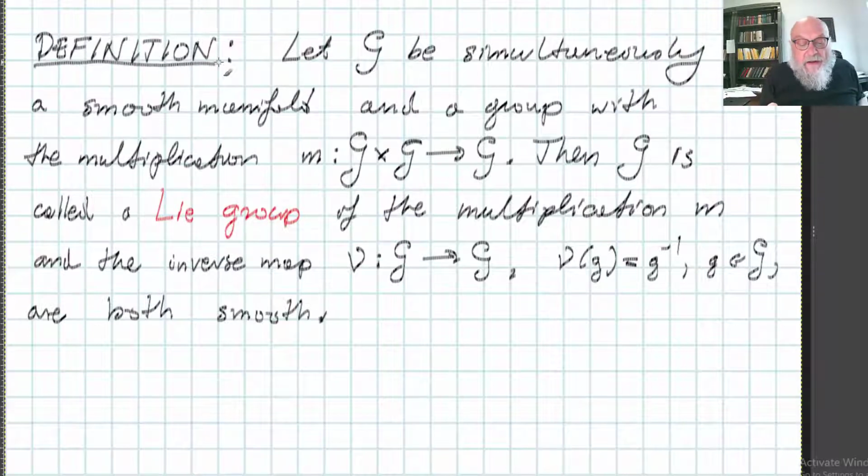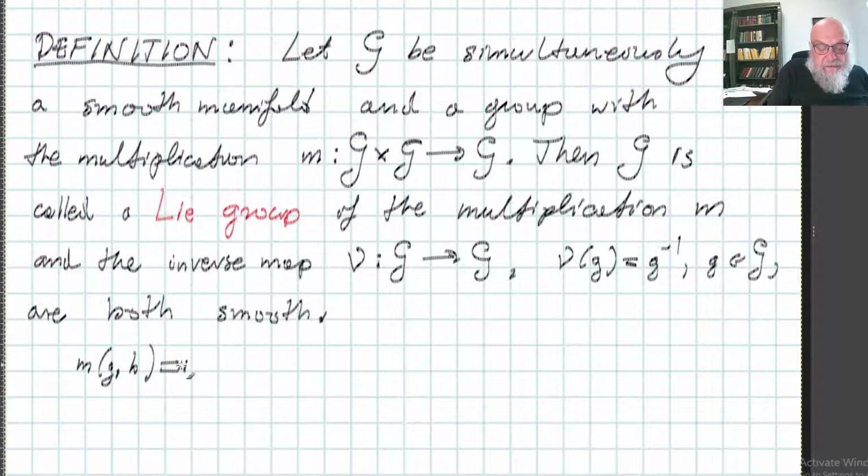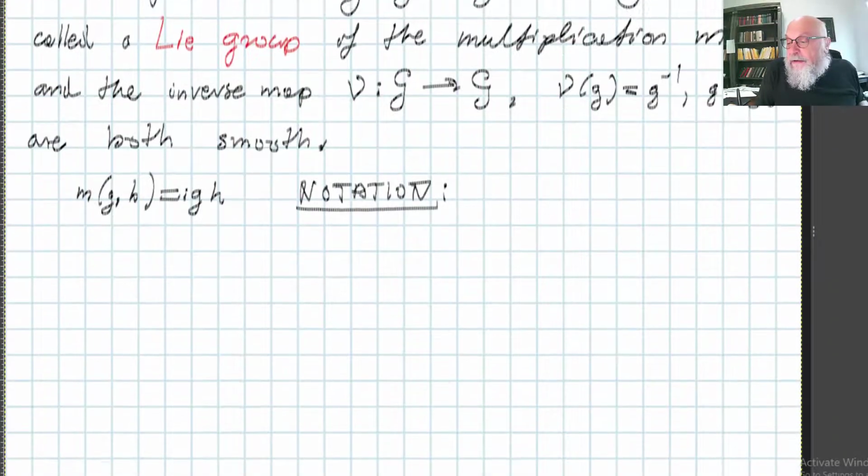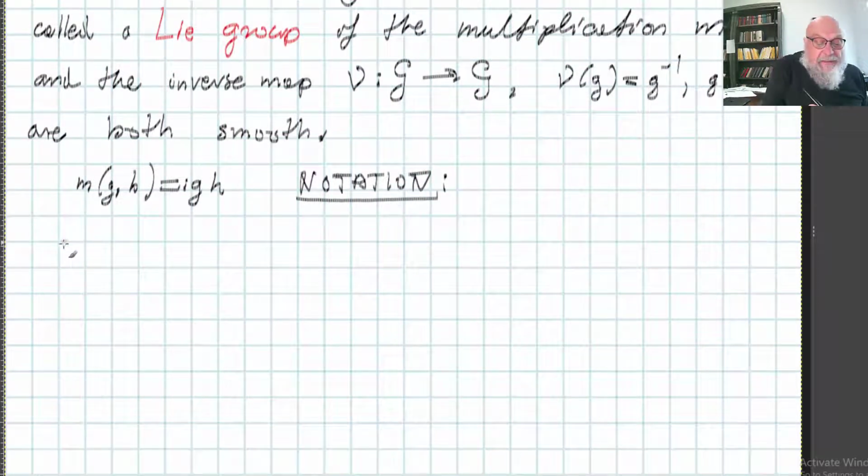Maybe you should also emphasize that this multiplication in the group, if I take two elements of the group, we will basically simplify to the notation that will be just gh. Sometimes we put a dot, sometimes we don't. So that's the notation. Okay, so we have the definition. So we'll give some examples.